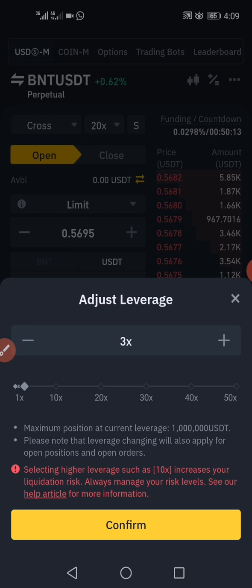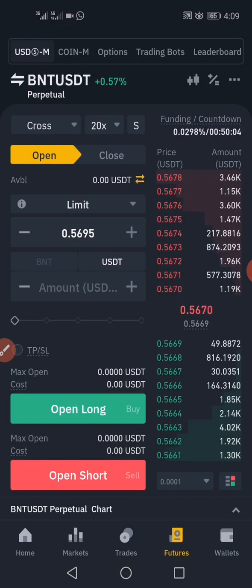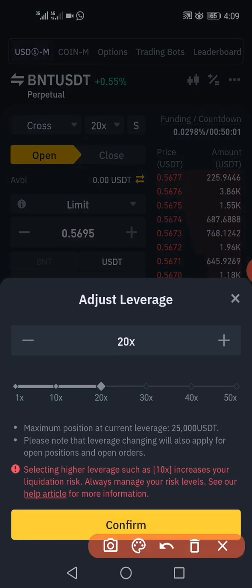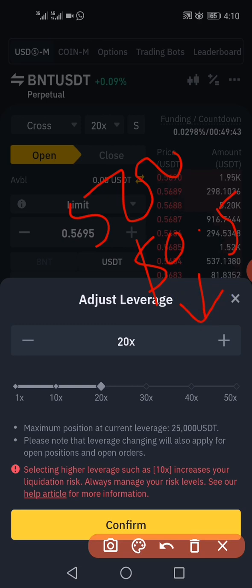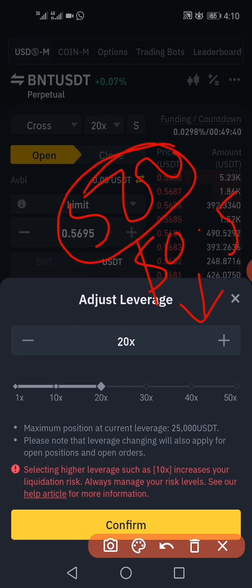Unlike spot, when you buy on spot, you are buying the asset. If I use $50 to buy a coin, for example, and I buy the coin at $0.5, they give me 500 pieces of the coin with my $50. Now if the price of the coin goes down, remember my 500 pieces of the coin are still there. All I need to do is wait for the coin price to come up so that I can be in profit and sell off these 500 pieces of the coin. That is spot.